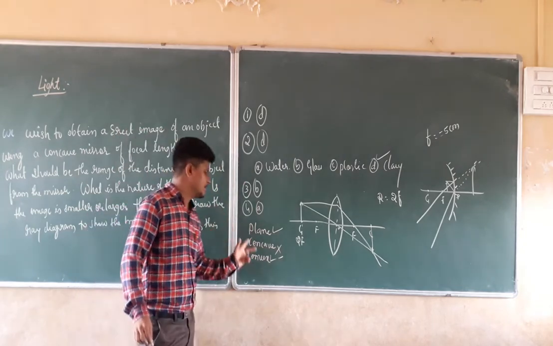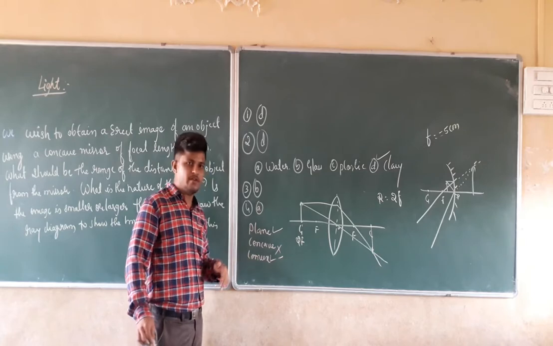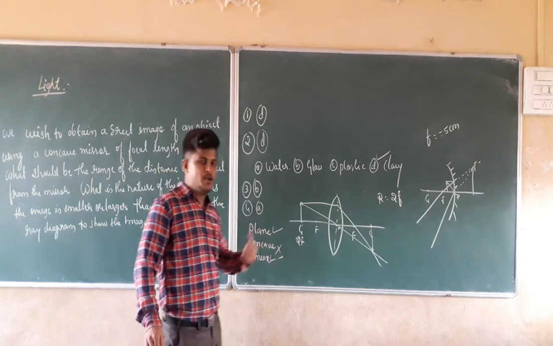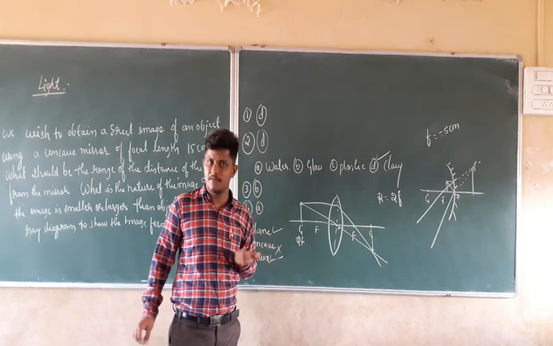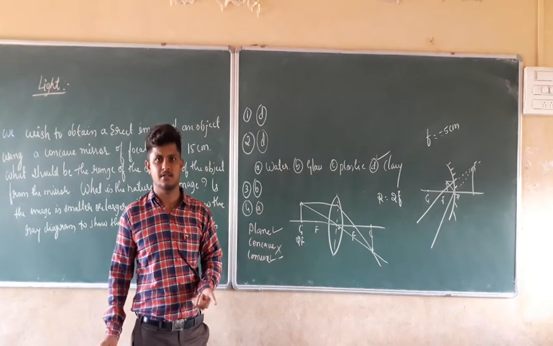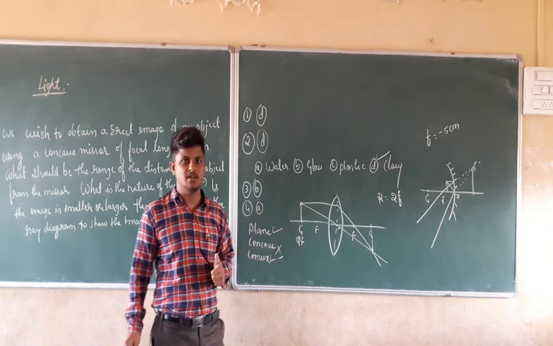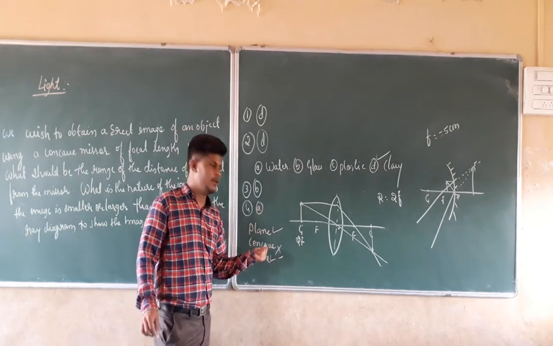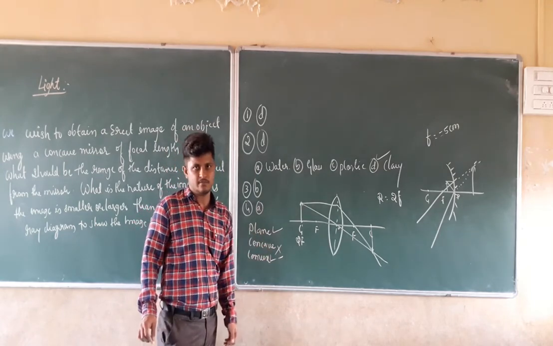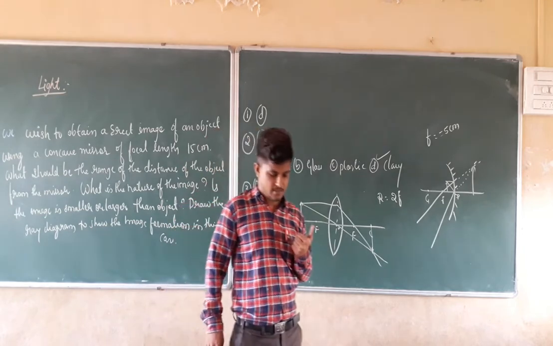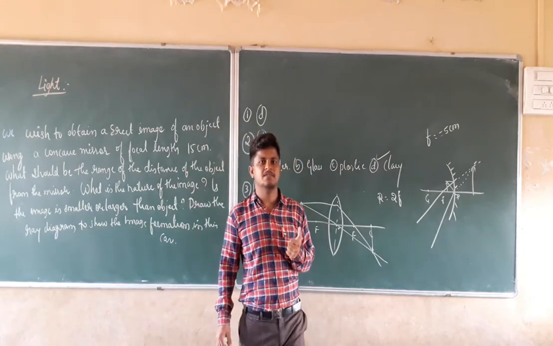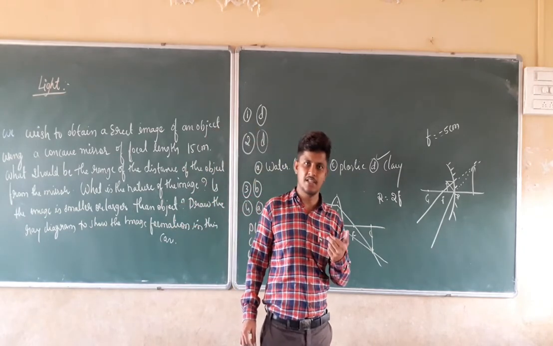So either plane mirror or convex mirror will always produce upright images, which are nothing but erect images. However far you go from that mirror, it is going to produce erect images only. So the answer for this question is plane mirror as well as convex mirror. Let us check the options here. The first option is plane mirror. Right, it is also right.